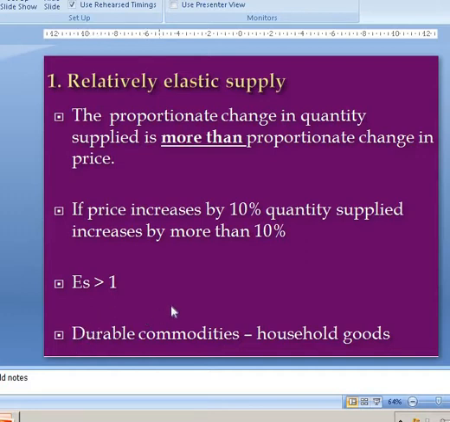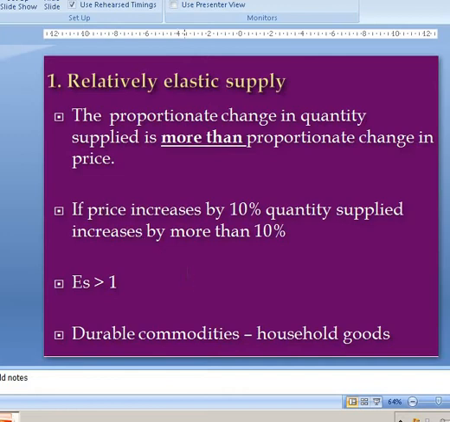Now, what are some of the examples of commodities which have a relatively elastic supply? Generally, durable commodities, for example, household goods, any commodities which are long-lasting in nature. Such commodities will have a relatively elastic supply because the supplier has the option of storing the commodity. So, if the price falls, he doesn't have to do a sale just for the sake of sale. He has the option of storing the commodity and he can sell it at a time when the price rises.